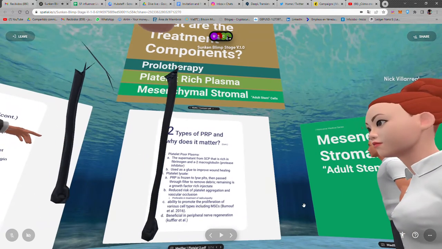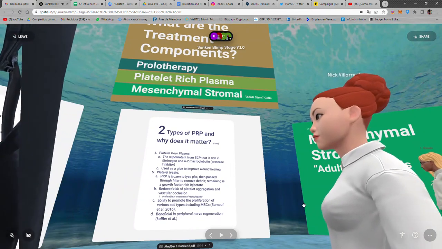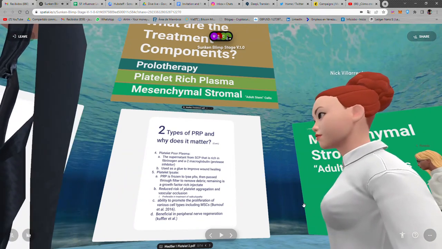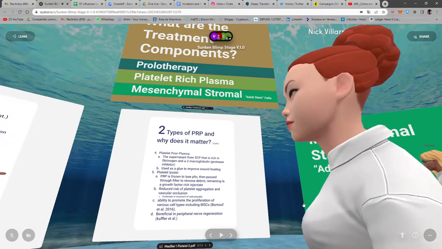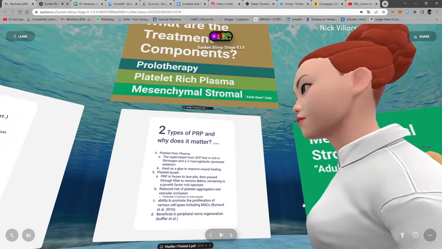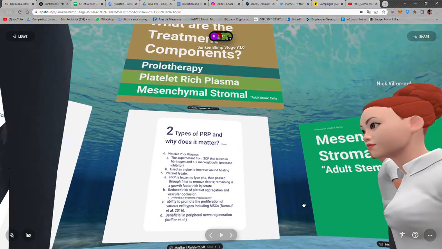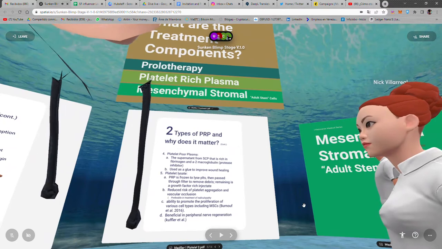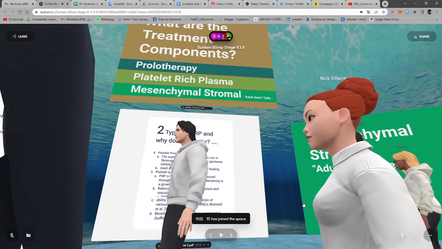The next thing I want to talk about, which I think is really cool, is called platelet lysate. Platelet lysate is basically PRP, but you freeze it to lyse the platelets, break them open. It spills out all their goodies, all those growth factors. And then you pass it through a filter to get rid of all the clotting-type components, all the platelet aggregates that can cause some sort of clot.